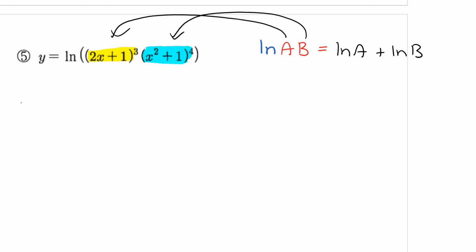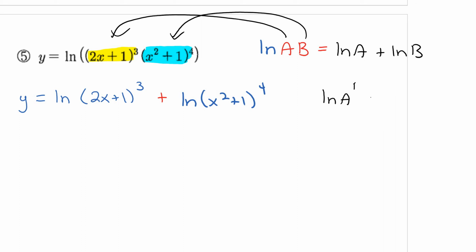So if I want to expand this, this would be y equals ln of (2x plus 1) to the power 3, plus ln of (x squared plus 1) all to the power 4. So that's how you can split apart the original question by using logarithmic properties here. And the other logarithmic property that I'll be using is when I have ln a to the power of b, the b can actually be kicked to the front, so that'll be b times ln a.